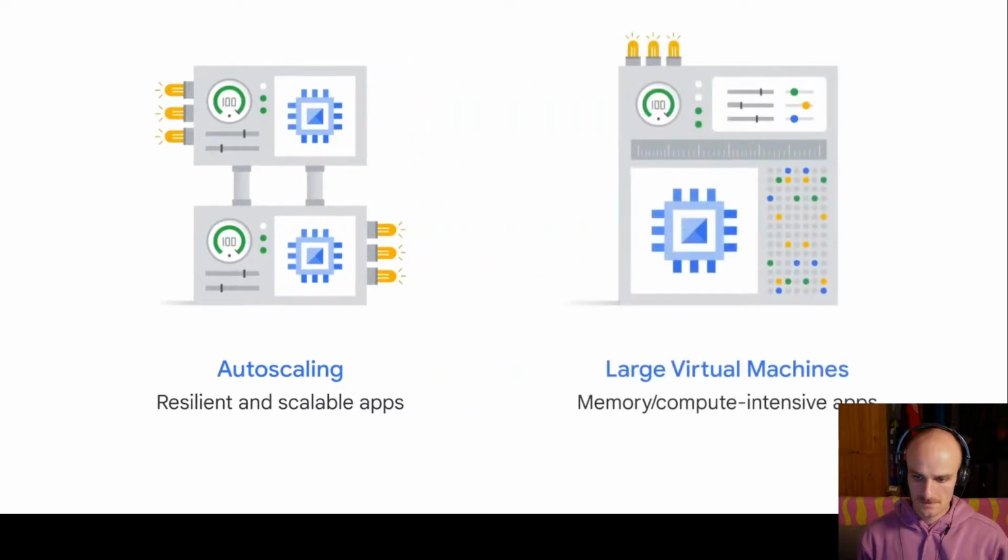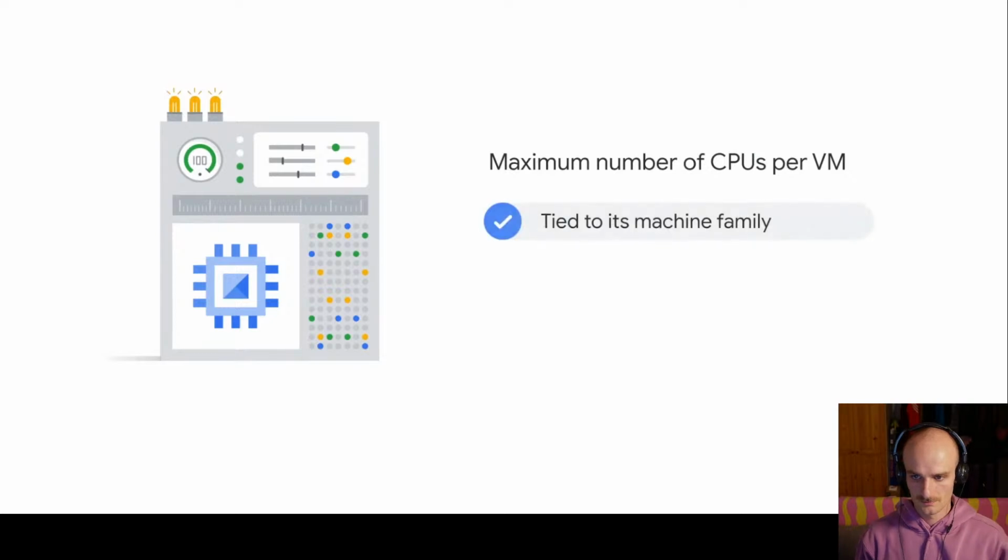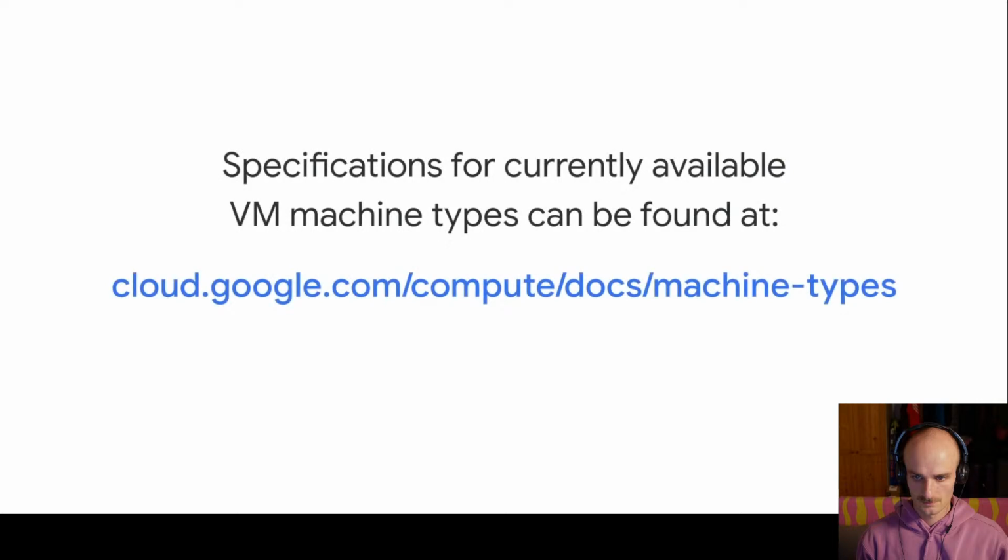With Compute Engine, you can in fact configure very large VMs, which are great for workloads such as in-memory databases and CPU-intensive analytics. But most Google Cloud customers start off with scaling out and not up. The maximum number of CPUs per VM is tied to its machine family, and is also constrained by the quota available to the user, which is zone-dependent. Specifications for currently available VM machine types can be found at cloud.google.com/compute/docs/machine-types.